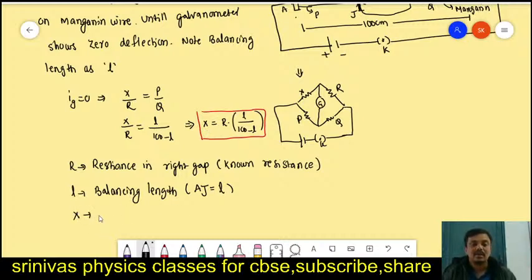X is the unknown resistance. That means that wire resistance we don't know. That unknown resistance is the resistance in the left gap.